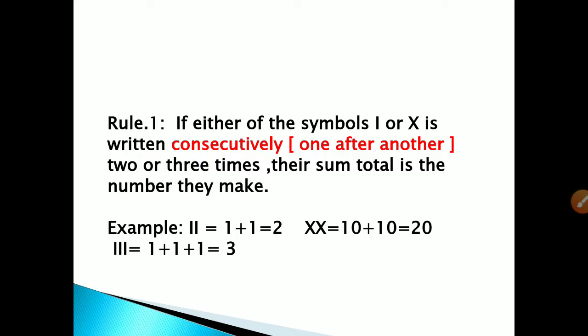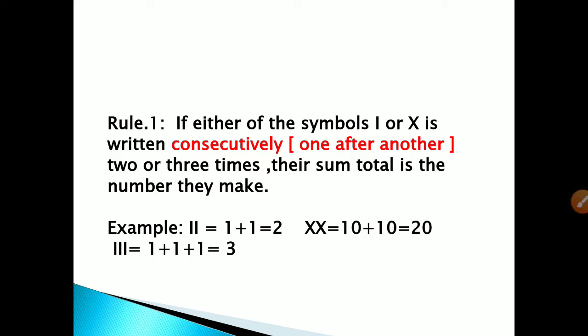Rule number 1. If either of the symbols I or X is written consecutively. Now, what do you mean by consecutively? One after another, 2 or 3 times. Their sum total is the number they make. If I write I or X consecutively 2 or 3 times, then I need to add the values of the symbols.